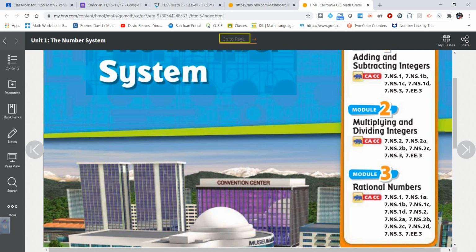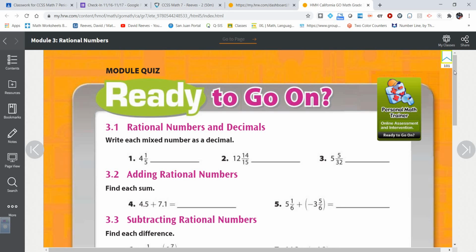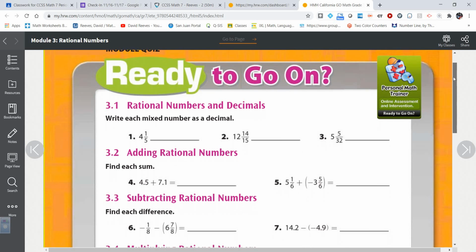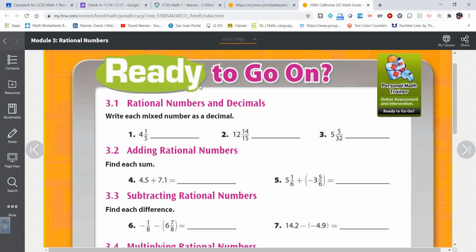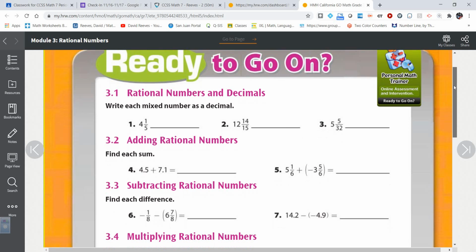All right, so I'm going to skip over to the Module 3 quiz, ready to go on. And I'm going to go through some of these problems with you. And then we'll also be doing a little bit of review of some of the other material from Unit 1. Excuse me, the quiz you will be taking will cover Module 3 as well as some of the things from Module 1 and Module 2. All right, so let's go ahead and take a look.